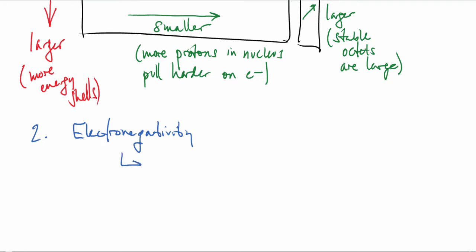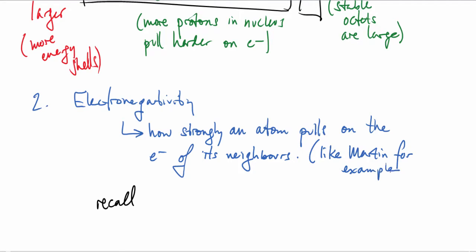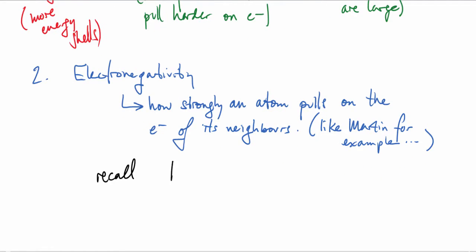The next trend I want to talk about is electronegativity, which is how strongly an atom pulls in the electrons of its neighbors. Its neighbor, like Martin, for example, pulling on his electron. In any case, you might remember our law from above, Coulomb's Law, which is that the electrostatic force is k Q1 Q2 over r squared.